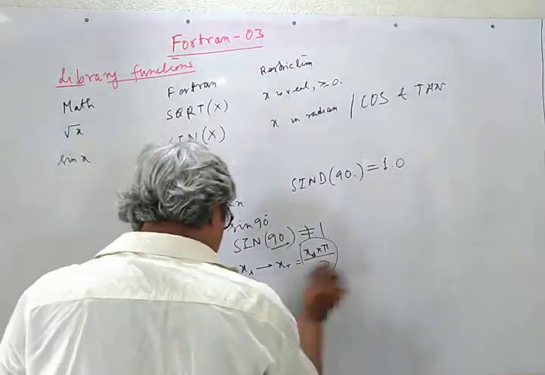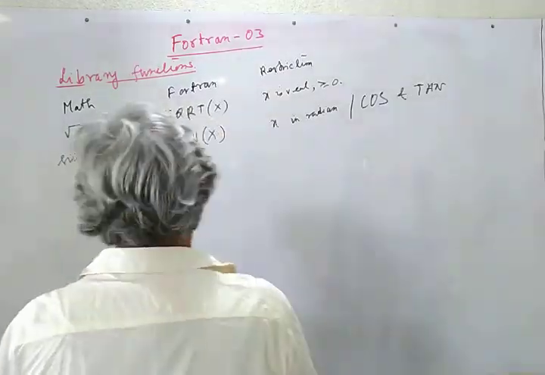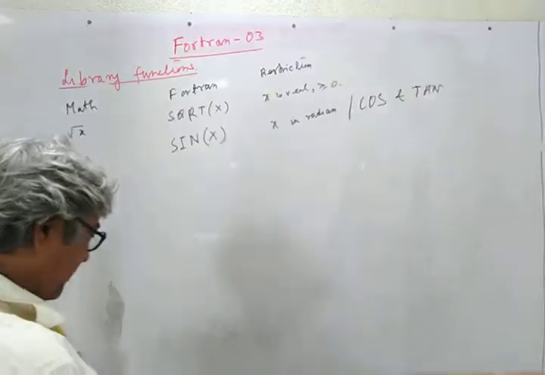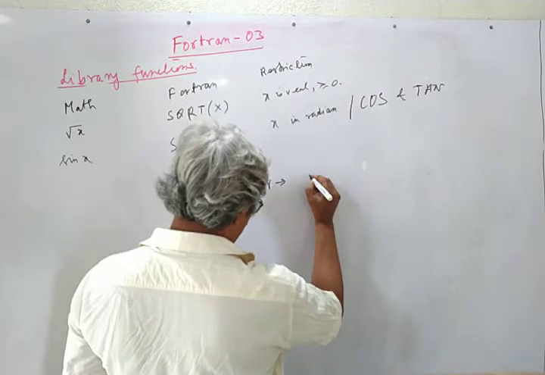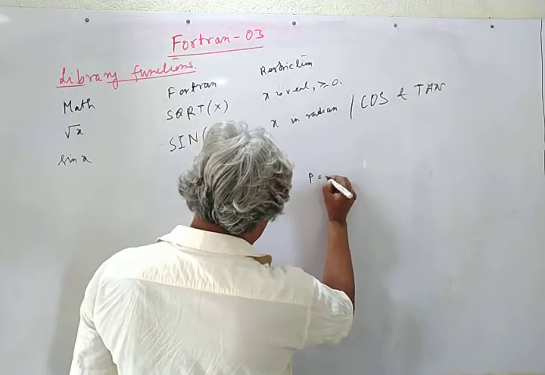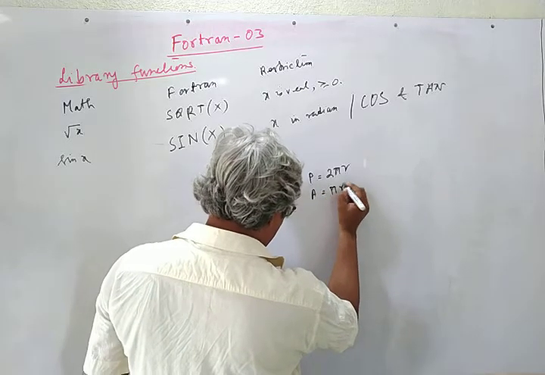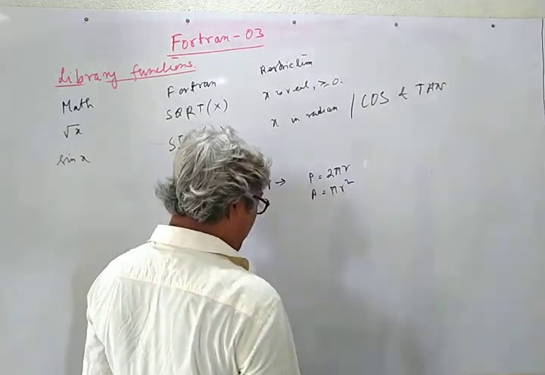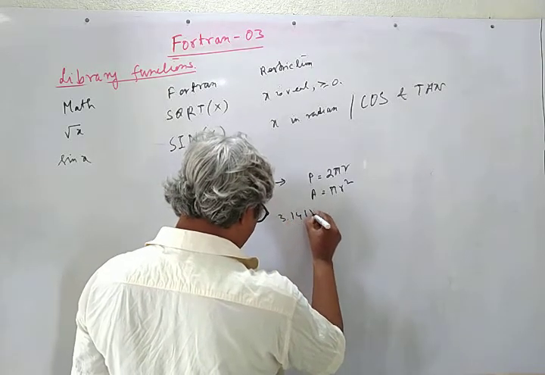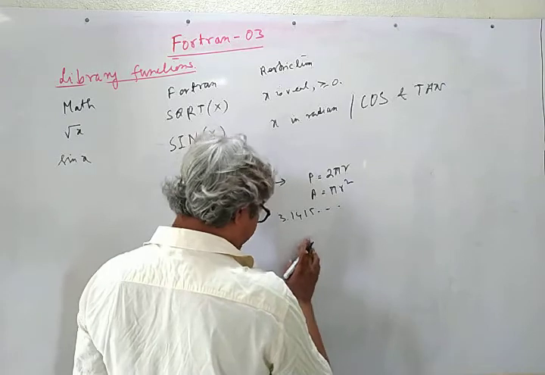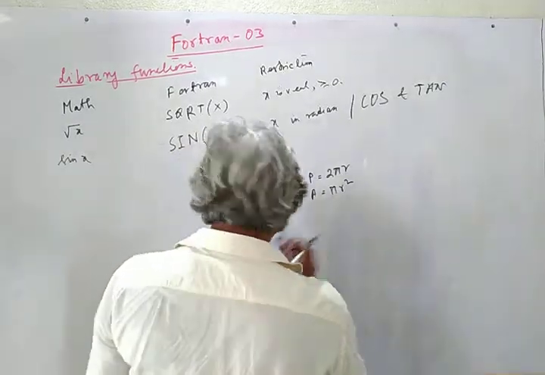Sometimes we need to calculate pi. And how do we calculate value of pi? The problem is that given the radius of a circle you need to calculate perimeter, which is equal to 2 pi r, and area, which is equal to pi r square. So what should be the value of pi? We can use pi is equal to 3.1415 etc. But it is an approximate one. There are better ways of calculating pi. I am going to this.